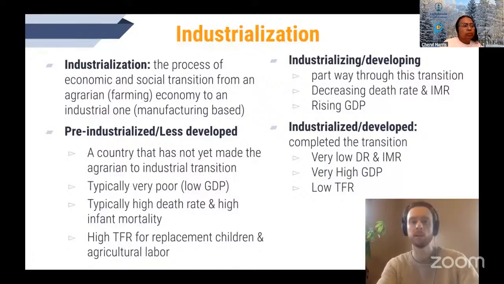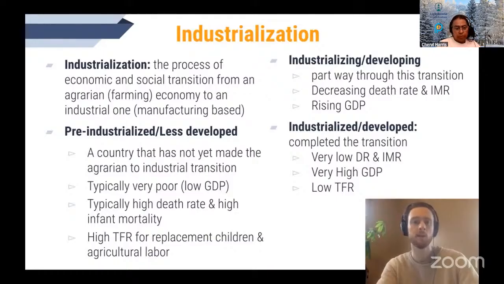So pre-industrialized nations, sometimes referred to as least developed nations, have not really started the transition of industrialization yet. They're typically very poor nations where citizens have very low incomes and often grow their own food and earn their income by selling excess food. Since access to clean water and healthcare is low, infant mortality rate and death rate are very high in these countries.